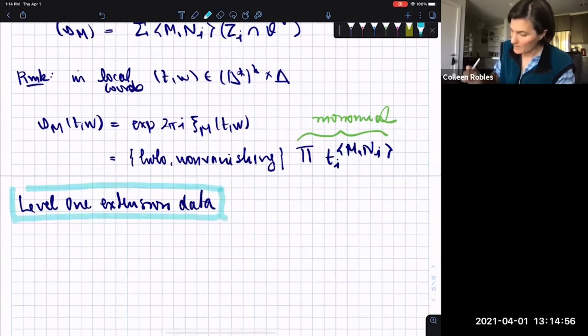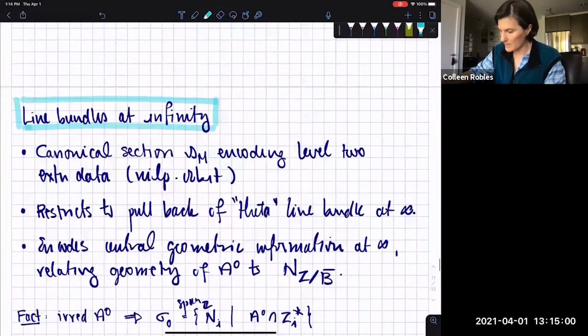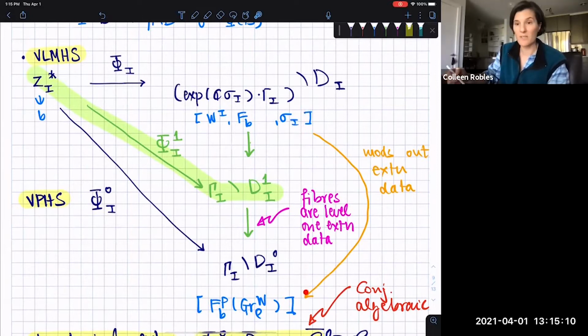And let me go back to the diagram at the beginning to discuss that. So we had this variation of limiting mixed Hodge structure, and we passed to the weight graded quotient to get a variation of polarized Hodge structure. And that involved modding out extension data. So in particular, fibers of this map parameterize limiting mixed Hodge structures that have the same associated Hodge structure on the graded.